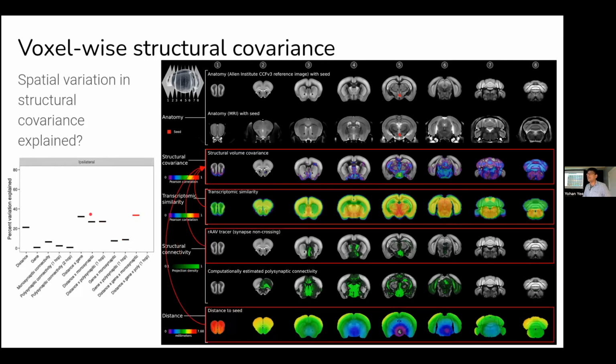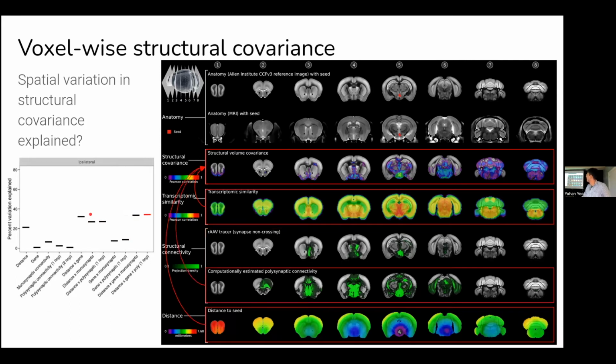And finally, you can add all predictors in: transcriptomic similarity, connectivity, and distance, and again, connectivity across multiple synapses. In total, for this experiment, we find that almost 40% of variation can be explained. Now, this is just one experiment. We have 108 in total.